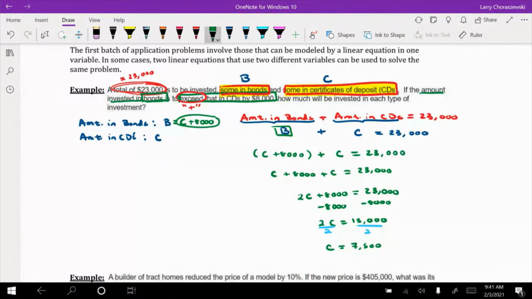Do you guys have any questions about the equation, how it was formed, or anything leading up to this point? Now, do keep in mind that the 7,500 is for the amount that's in CDs. Okay, so I'd like to make a note that this is for the amount in CDs. Would we be able to figure out how much is in bonds based on this dollar amount that's in CDs? For sure. Yeah, what would we do to 7,500? Yep, you could plug it into our equation for B. You could also subtract it from 23,000.